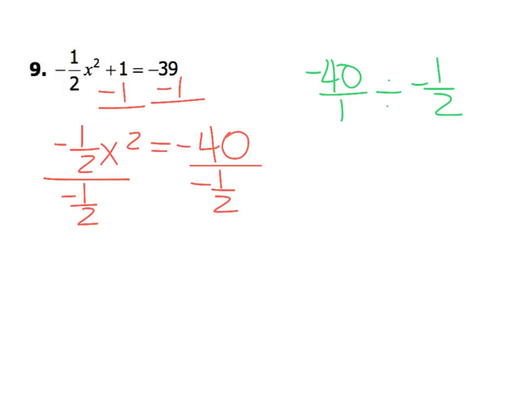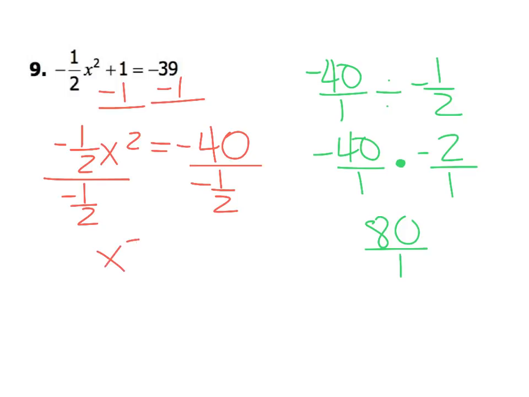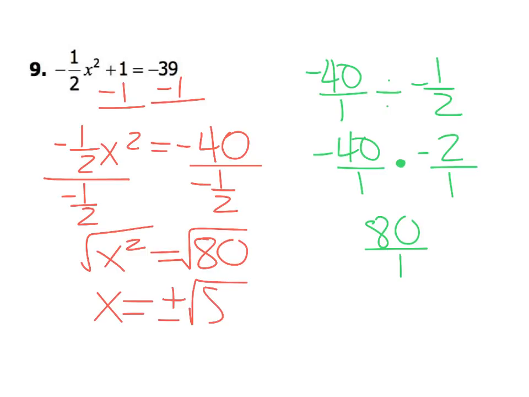Now we cannot divide by fractions, so we copy the first one exactly how it is, change the sign from division to multiplication, and flip the second one, all right? So we always multiply by the reciprocal. We cannot divide fractions. So we end up with positive 80, all right? Positive 80 over 1. So therefore we say that x squared equals 80. Now we want to take the square root of both sides, and we get that x equals plus or minus the square root of 80.